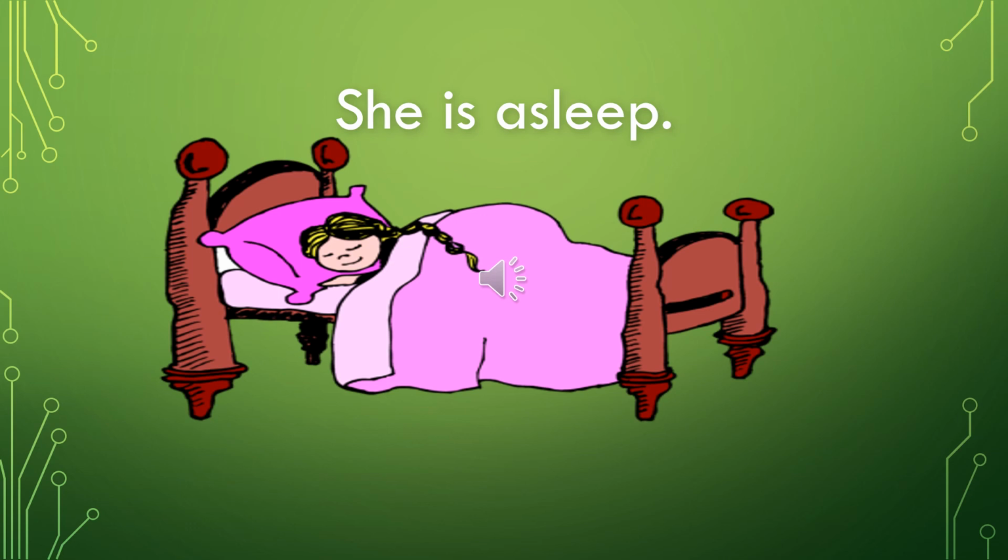Now, this little girl is doing something in her bed. She is asleep. There's only one little girl on the bed there, so we use the word is. She is asleep.